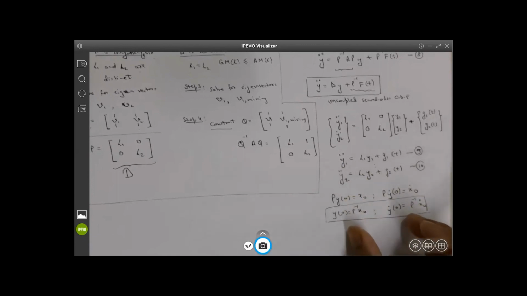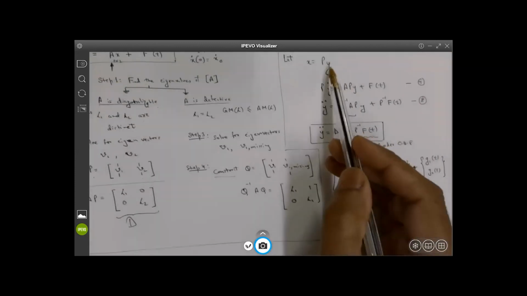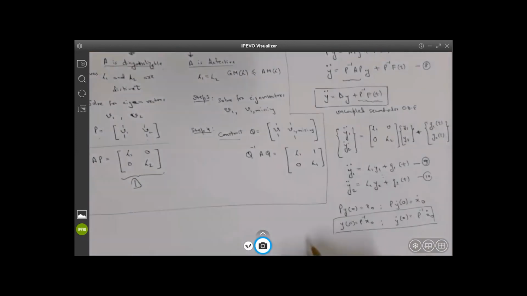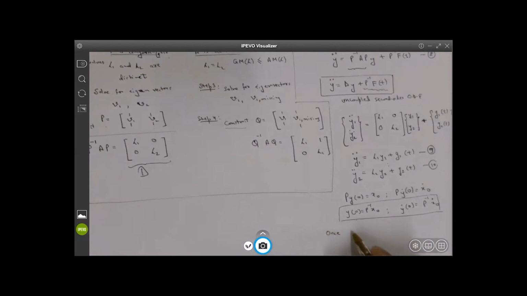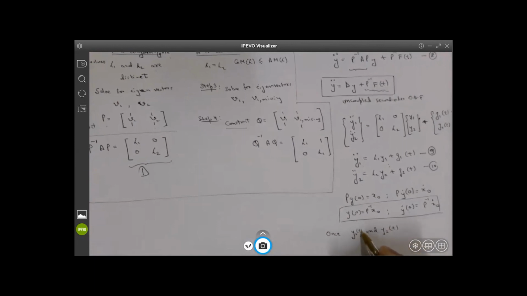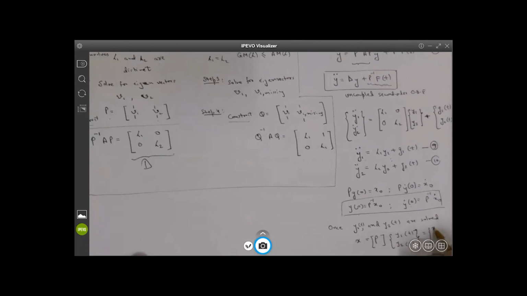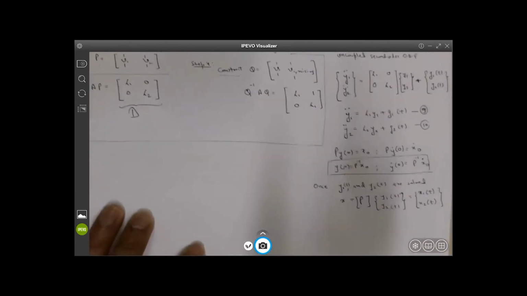Once you have got Y1 and Y2 separately, you can go back to this substitution. Once Y1 and Y2 are solved, X can be obtained by the P matrix times Y1 and Y2 simply. So you will get X1(t) and X2(t). X1(t) is the displacement of mass 1, and X2(t) is the displacement of mass 2.